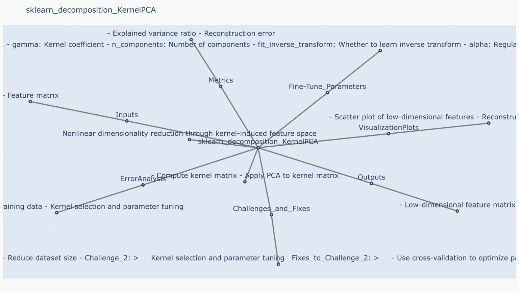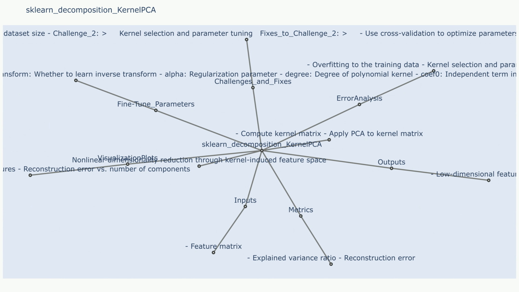Visualization plots: sklearn.decomposition.KernelPCA. This plot visualizes the eigenvalues in descending order, highlighting the importance of each principal component. Projection plot: this plot shows the transformed data points in the lower dimensional space, visualizing the relationships between them.